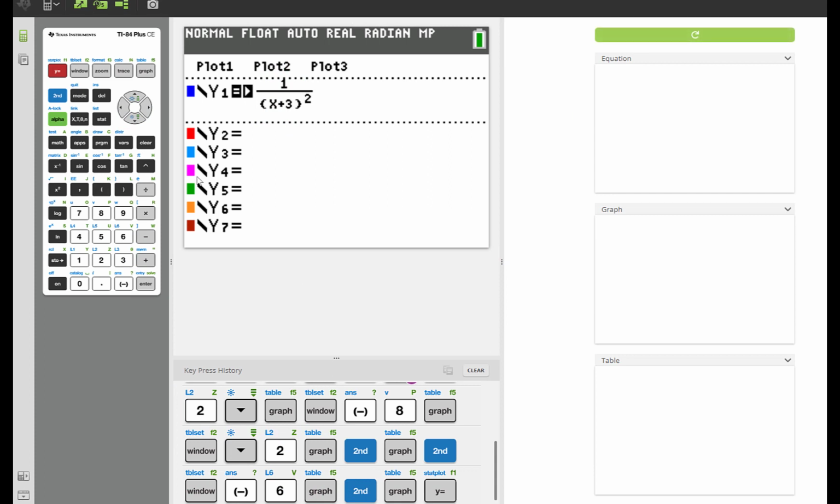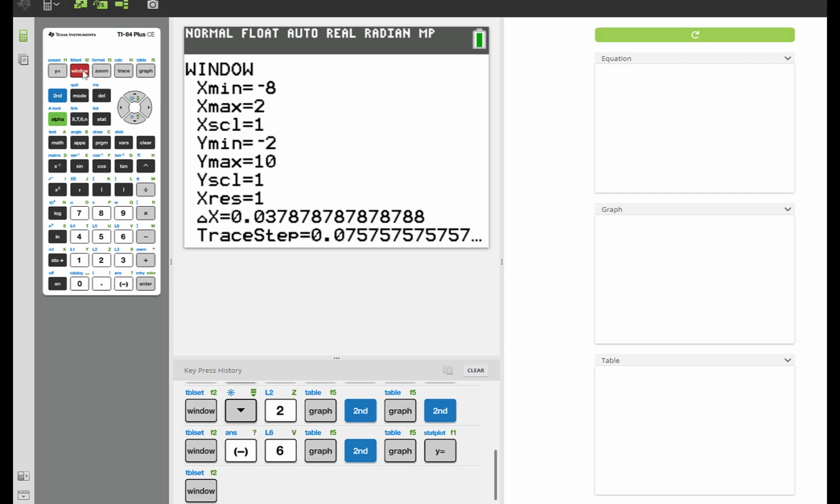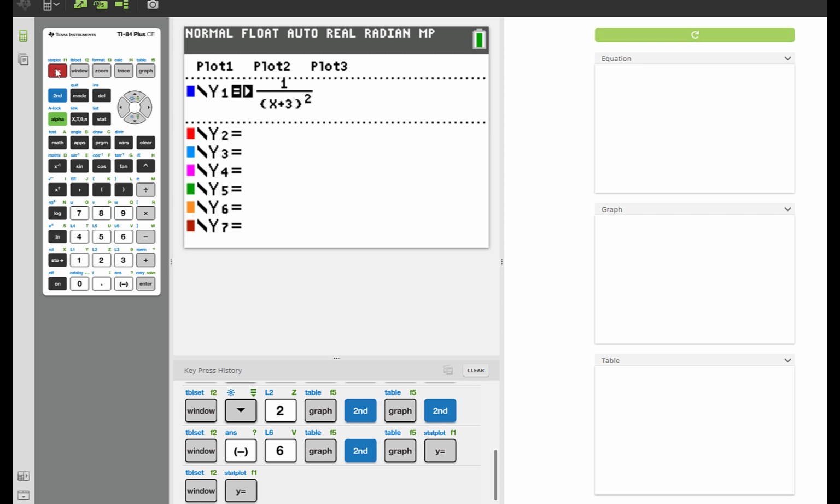I've already typed in the rational function. As you can see, I'm pretty fast. And I'm just going to show you the window settings so you can see what window settings I used. I really wanted to zoom in here on this rational function so it was very clear what was happening. Now let's go ahead and graph it.